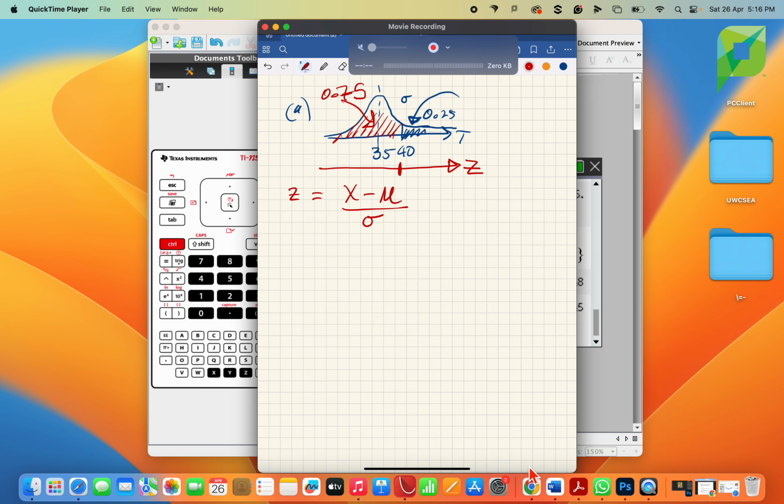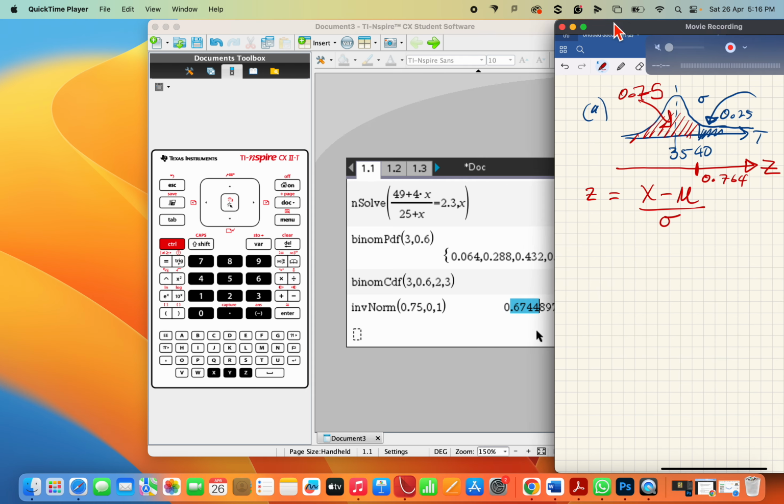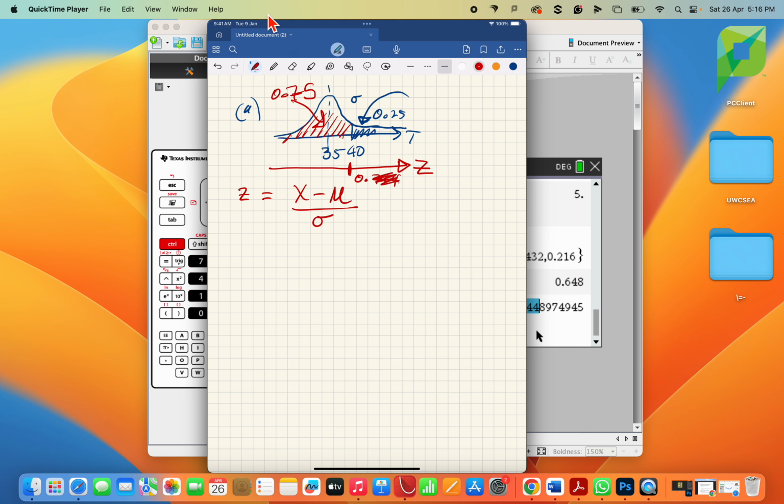So we are standing at 0.674 standard deviations above the mean. Is that right? 0.674. Ooh, that would have been a mistake. 0.674. Okay, so basically standing at 40 means that I'm exactly 0.674 standard deviations above the mean of 35. Now if you can't quite get your head around that, just go ahead and use the formula.